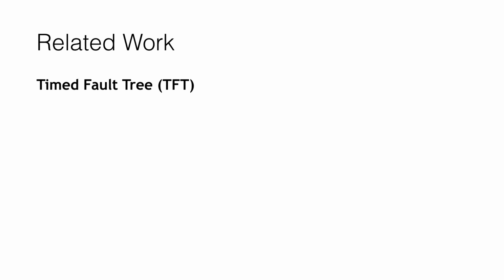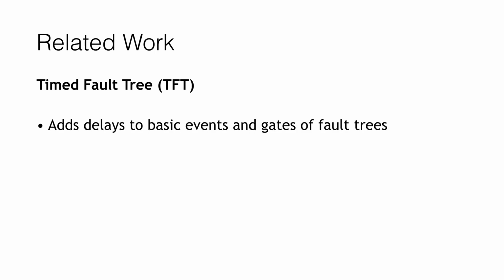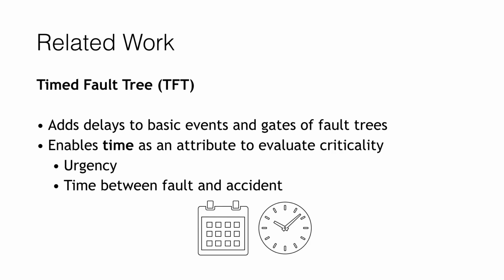Similar to the dynamic fault tree, there is sequentiality, but the time fault tree is more specific in the sense that it adds known time delays to the basic events and gates of the fault trees. And this allows us to calculate things like urgency and the time between fault and accident more accurately. And in safety critical implementations of these analysis techniques, that can mean life or death.